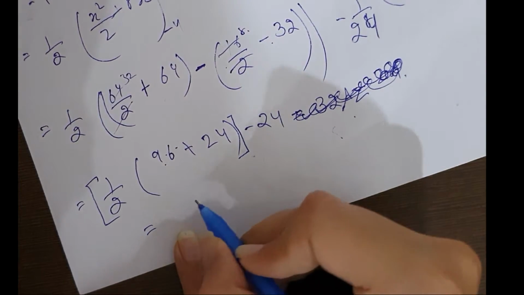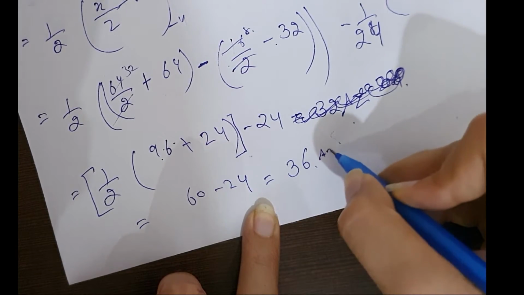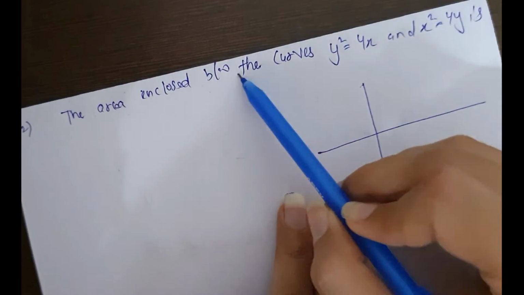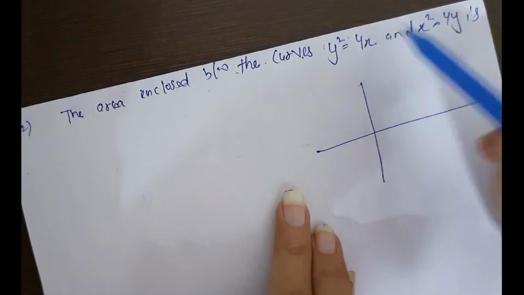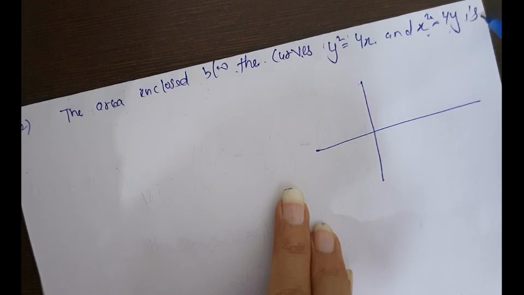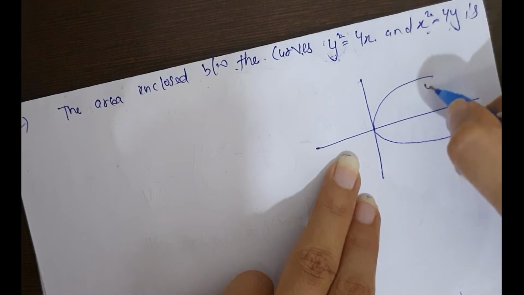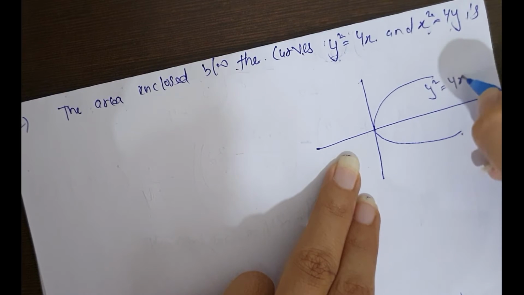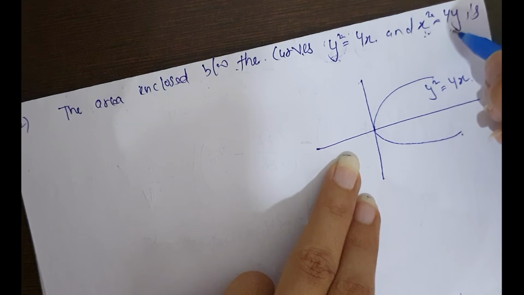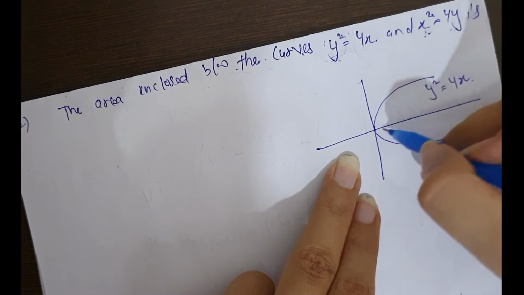So 36 is the answer. Second question: the area enclosed between the curve y square is equal to 4x and x square is equal to 4y. The parabola y square is equal to 4x will be symmetric about the x axis. This is the equation of a parabola. Here x is even, so the parabola will be symmetric about the y axis.